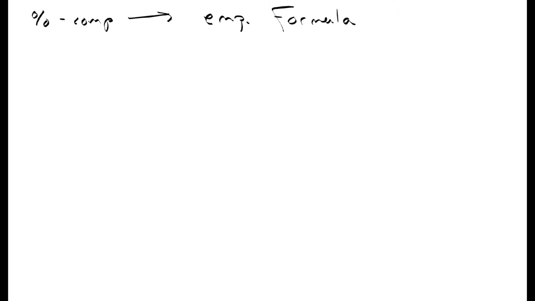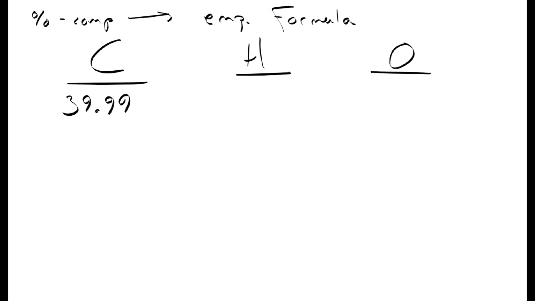Now, the way you do this is fairly straightforward. Well, yeah, I'm just going to stick with fairly straightforward. You should know by now that I'm a dirty, rotten liar. So you start with your mass percentage. And let's work with a particular example. We have 39.99% carbon, 6.713% hydrogen, and 53.28% oxygen. Now, these might not add up to exactly 100%. That's just rounding errors. It happens.